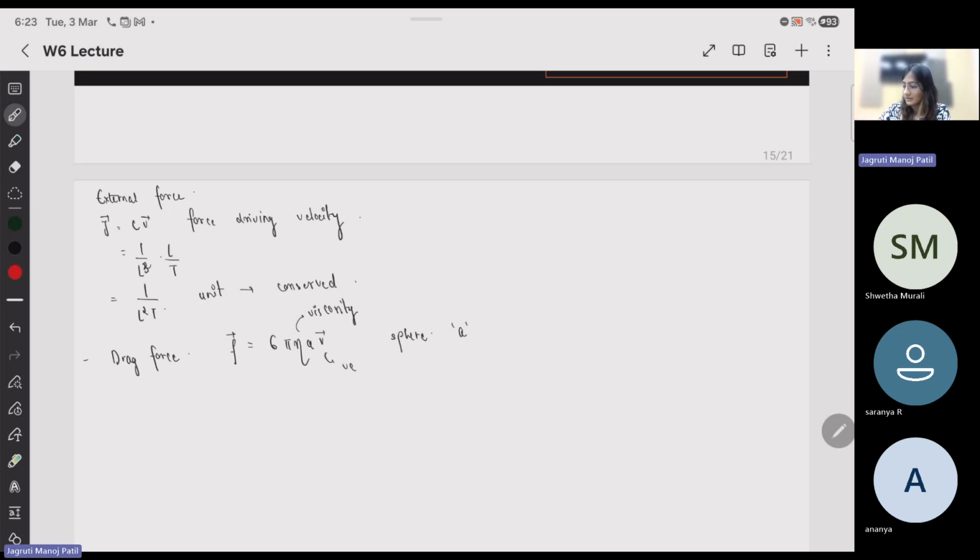This is velocity, right? So that was an assumption there. Now, if you want to derive velocity here, it can be written as force by 6 pi eta a, right? Now you have this thing. Now notice something here: this force is also a vector.